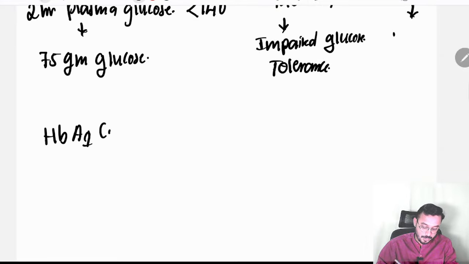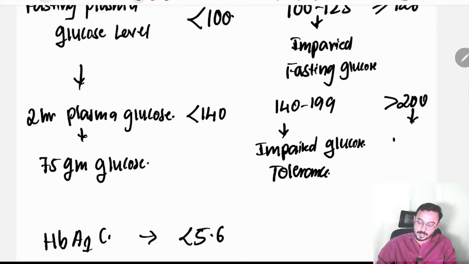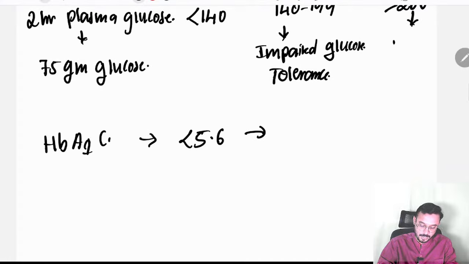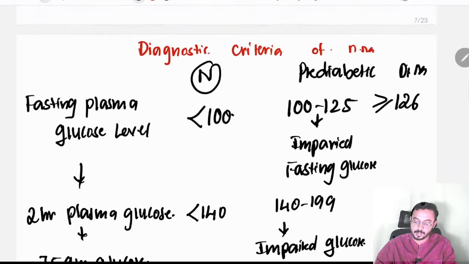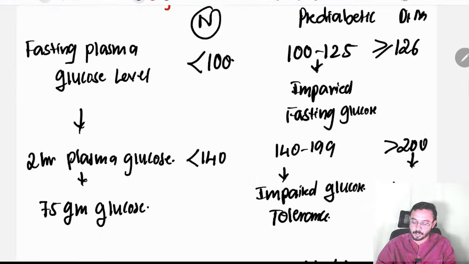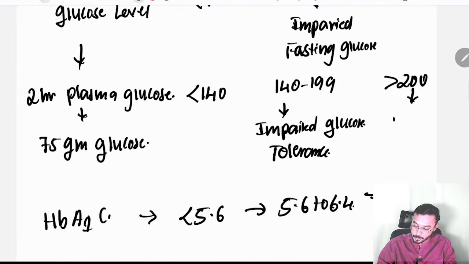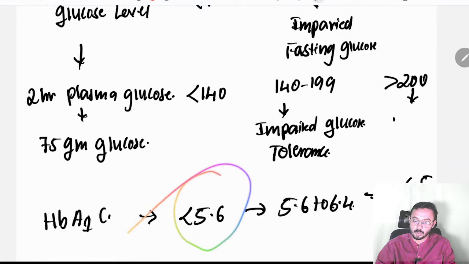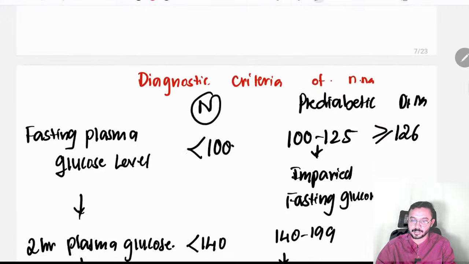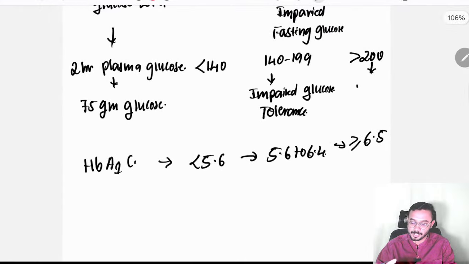If the HbA1c value is less than 5.6, that is normal. If it falls between 5.6 to 6.4, then the patient is pre-diabetic, with impaired glucose tolerance. And if the value is greater than or equal to 6.5, the patient has diabetes. Remember the value 5.6 and reverse it, and you get 6.5, which is diabetes in this patient. Okay, this is a very important table, please don't forget.